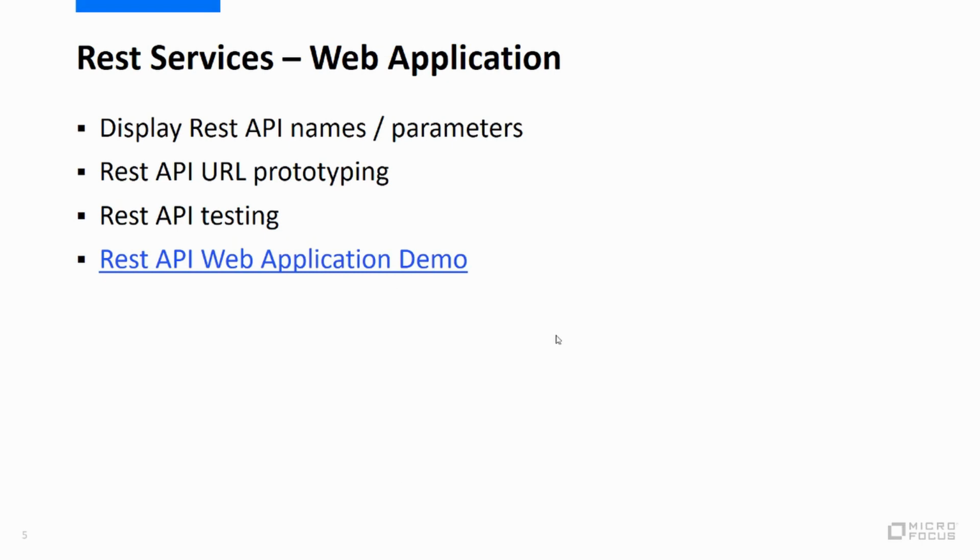We also provide a web application that allows you to display the API names and to look at the parameters. There's a URL prototyping tool as well as a testing tool that actually lets you run the service. So let's take a look at that.